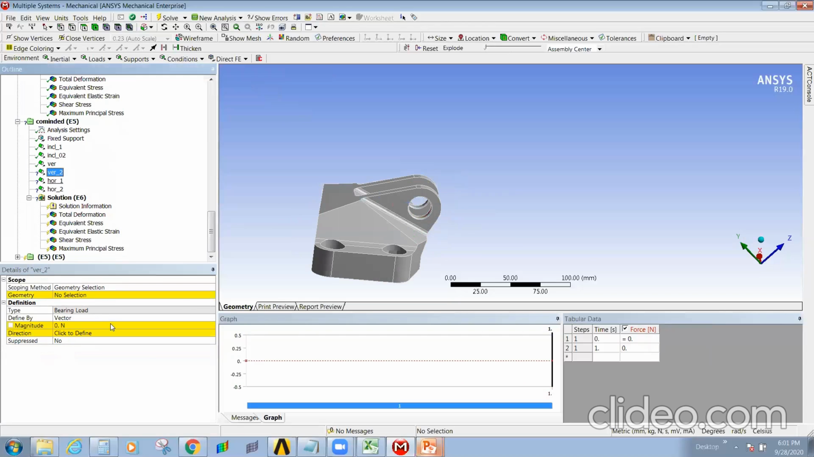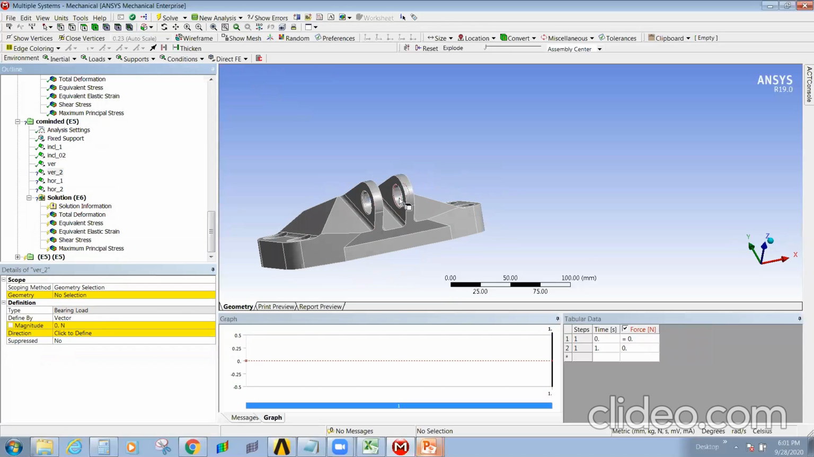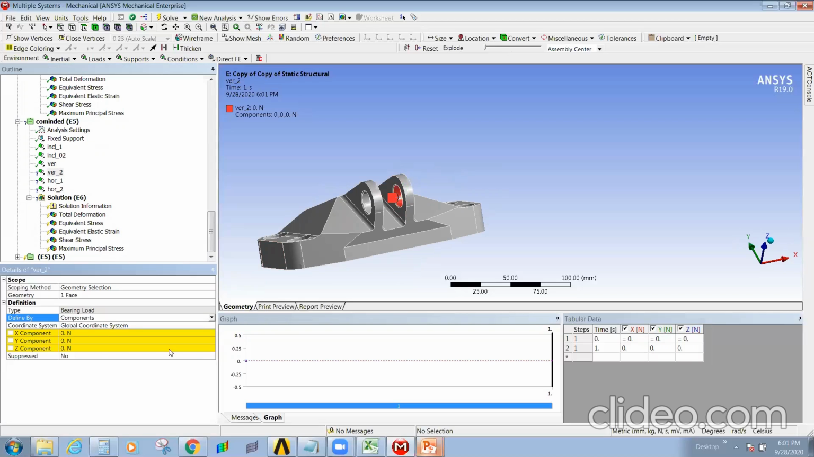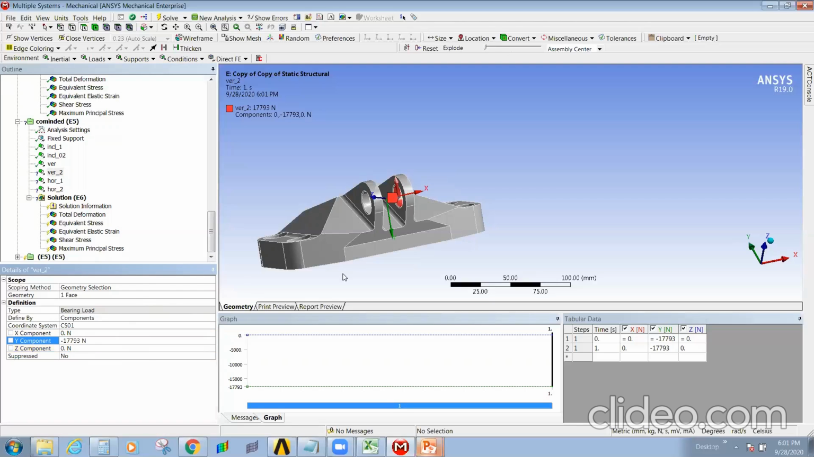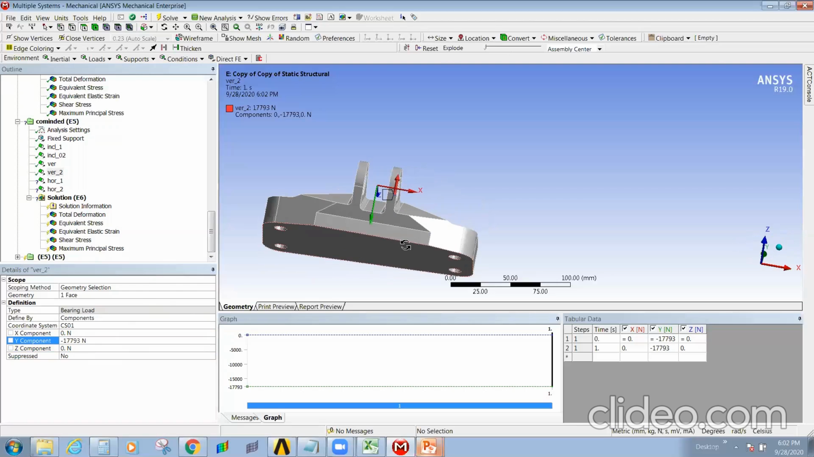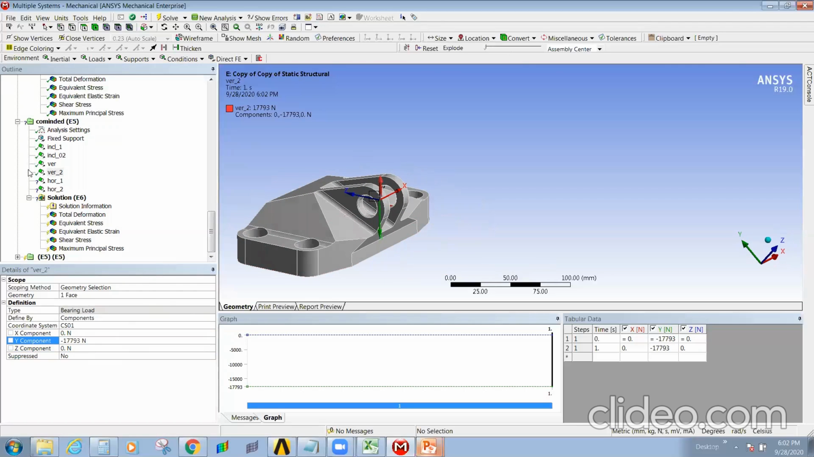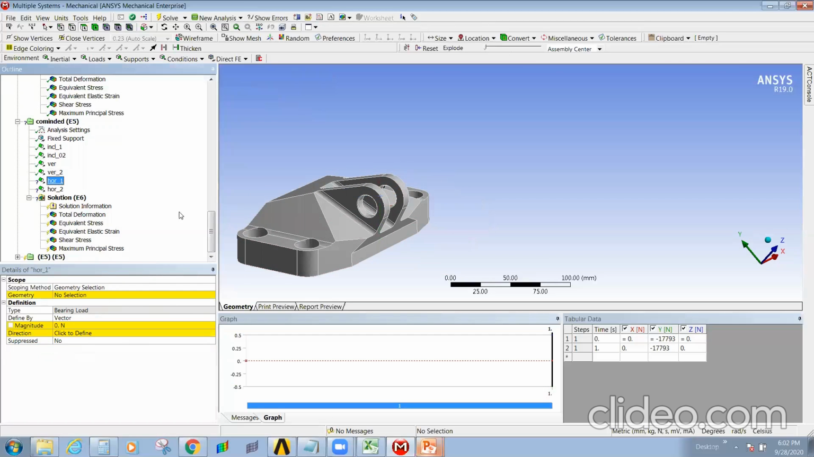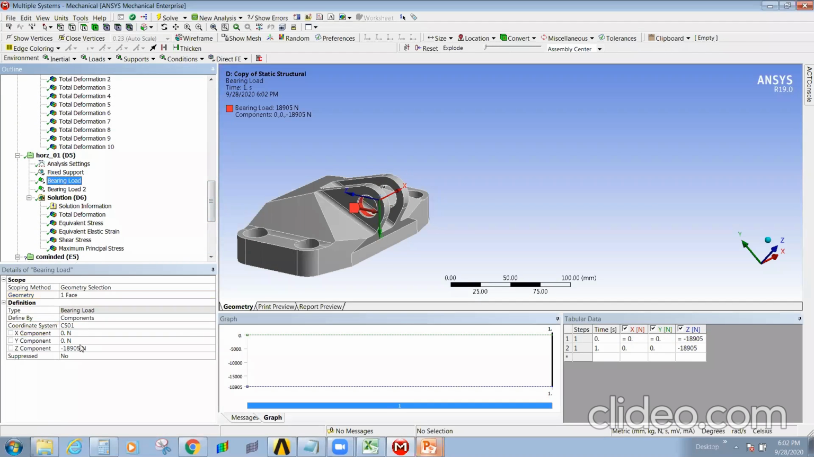Similarly for vertical 2, select the other lug, apply, change the vector to component, global coordinate system to CS01, and then enter. Now both the lugs with vertical have been applied. Now next comes your horizontal. So we'll go above and select the horizontal load, what it is. So it will be Z.